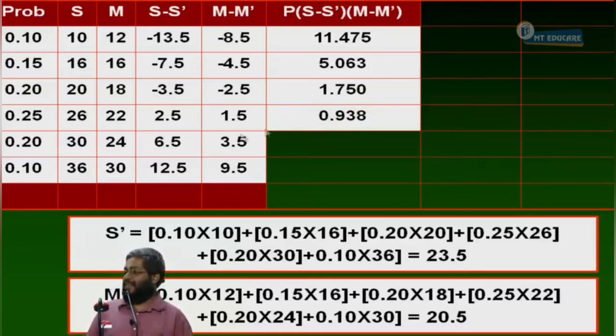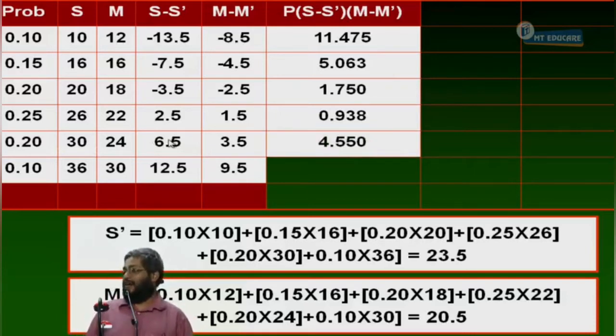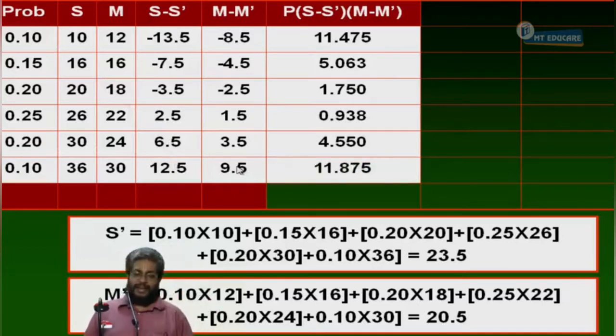Okay, 0.938. Next, 0.2 into 6.5 into 3.5. What is the number? 4.550. 0.1 into 12.5 into 9.5 is equal to how much? 11.875. Getting it or not?